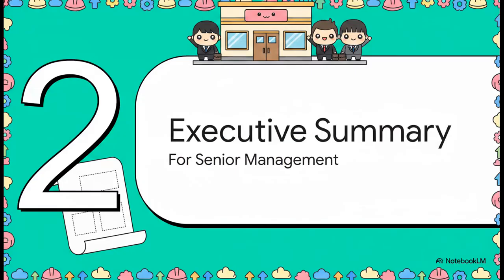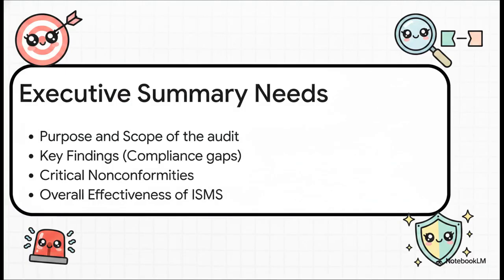Moving right along to Section 2, building the executive summary. This one is specifically designed for senior management. With our blueprint understood, let's build the facade of our building. You know, the part everyone actually sees first. Look, senior leaders are busy. They are absolutely not going to read a 50-page technical document line by line.